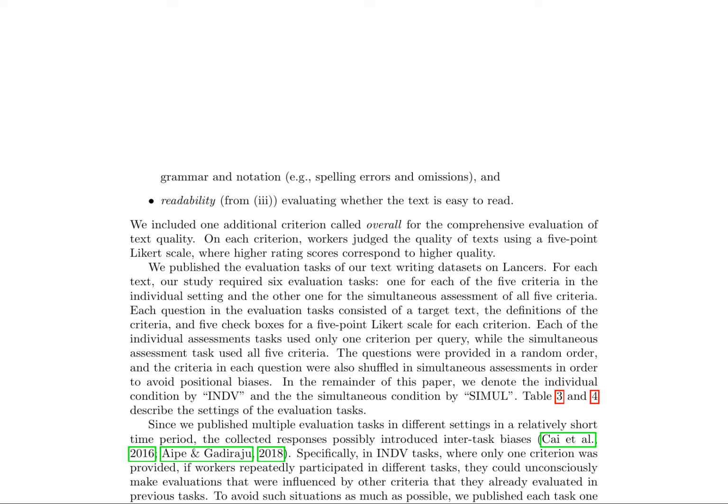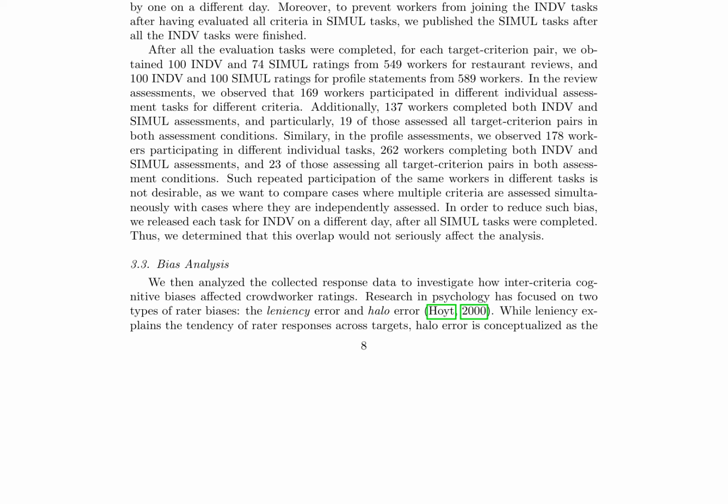The authors conducted individual and simultaneous evaluation tasks on Lancers, collecting responses from 549 workers for reviews and 589 workers for profile statements. To address potential biases, tasks were published on different days, and criteria were shuffled in simultaneous assessments. Despite some workers participating in multiple tasks, the analysis suggests that this overlap would not significantly affect the results. The section concludes with an analysis of response data to investigate inter-criteria cognitive biases affecting crowdworker ratings, including leniency error and halo error.